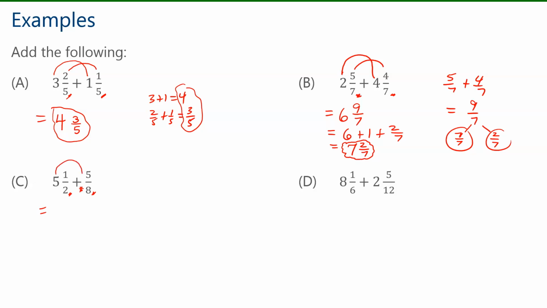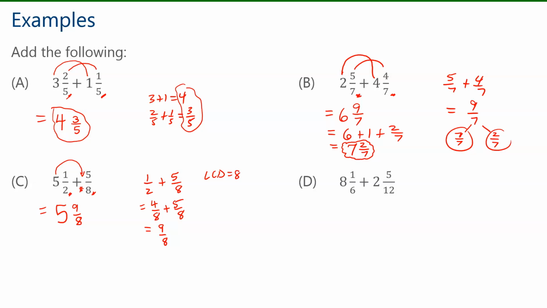5 plus, well, there's nothing there, so we're still left with 5. And then we have to add up a half and 5/8. To do that, we need our LCD, which is 8. A half, the equivalent fraction is 4/8. 5/8 is already good. Already got a denominator of 8. So if I add up 4/8 and 5/8, that's going to give me 9/8. So far I have 5 and 9/8.